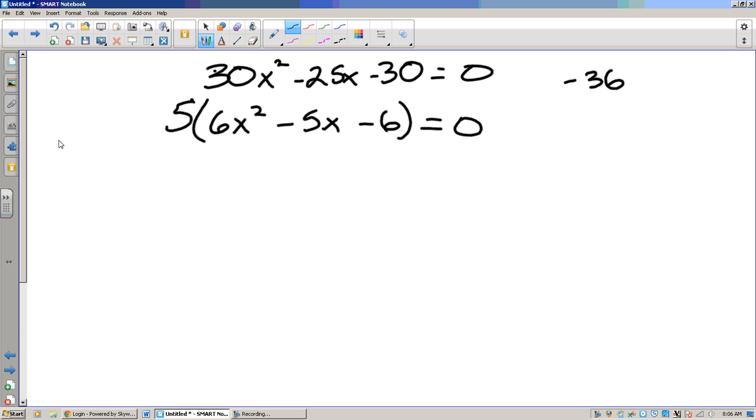Okay, so we're multiplying to AC here. AC is 6 times negative 6. And then we're adding to B, which is negative 5. So what multiplies to negative 36 and adds to negative 5? I want you to think about that. Multiplies to negative 36, but adds to negative 5. Two numbers.